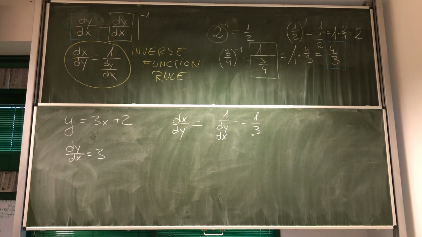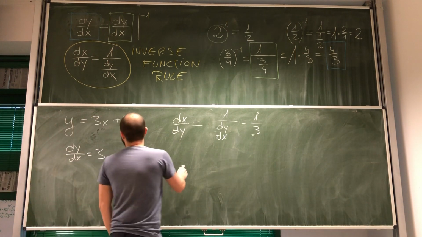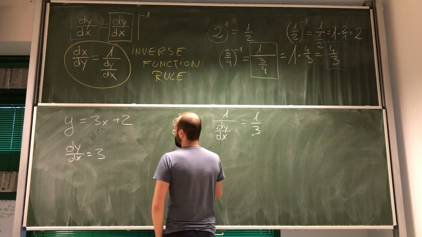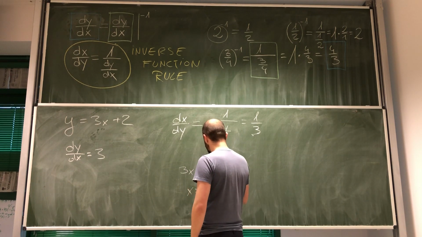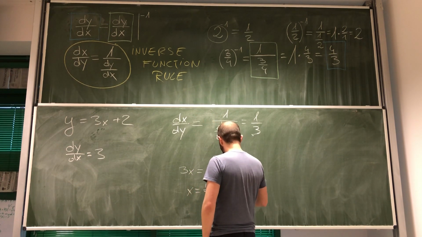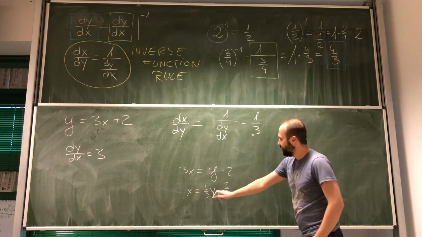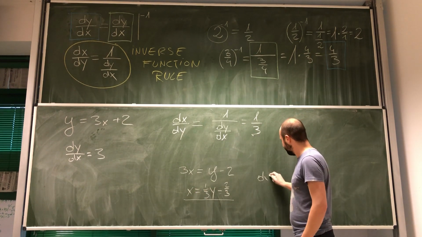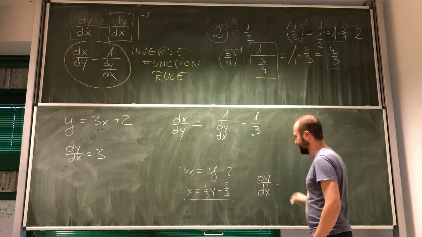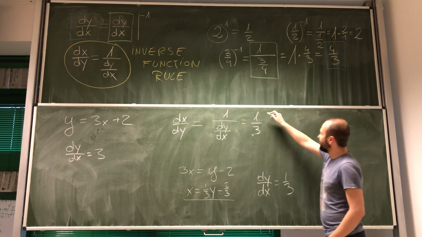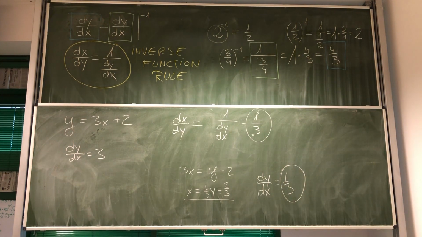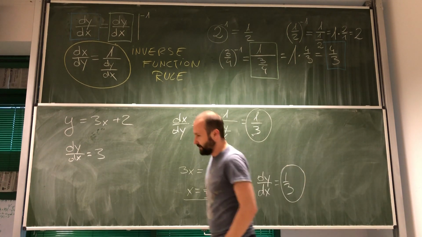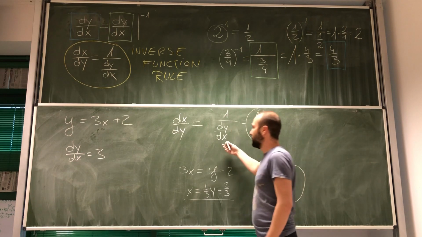Of course, there is a longer possibility. We can solve this for x. So we're going to get that 3x is equal to y minus 2. So x equals 1 over 3, y minus 2 over 3. And then we get, for this function, dx/dy is equal to 1 over 3, which of course is the same result. Now I hope you can see that using this rule is easier.